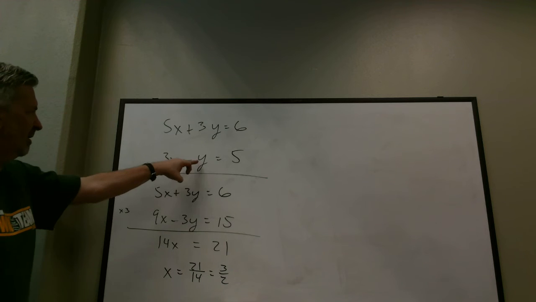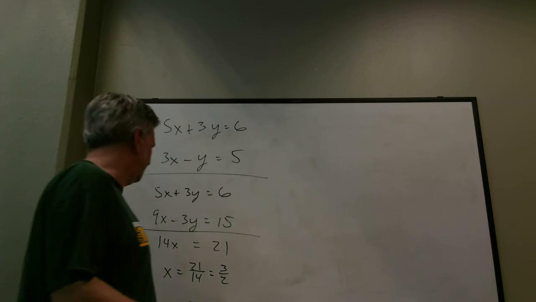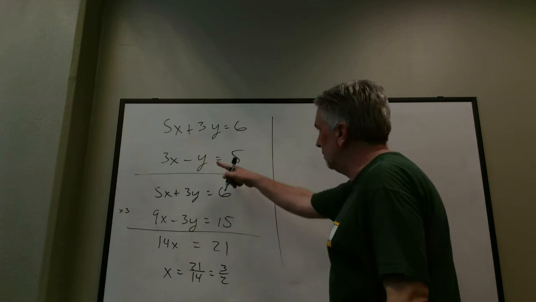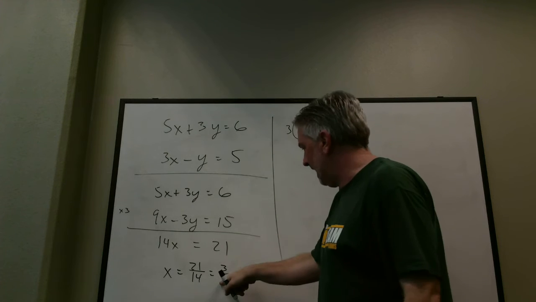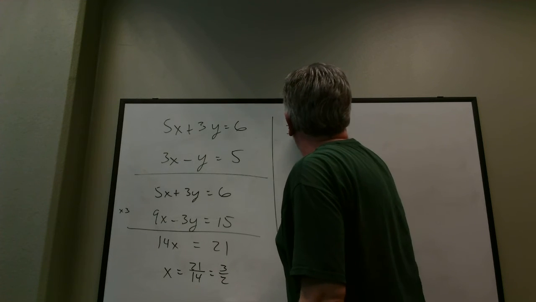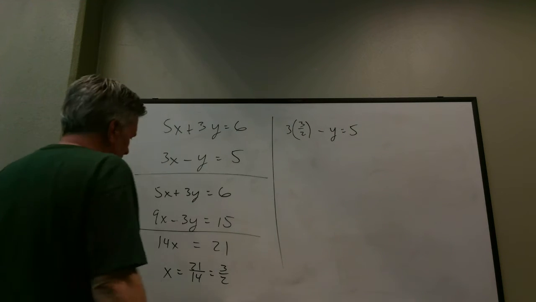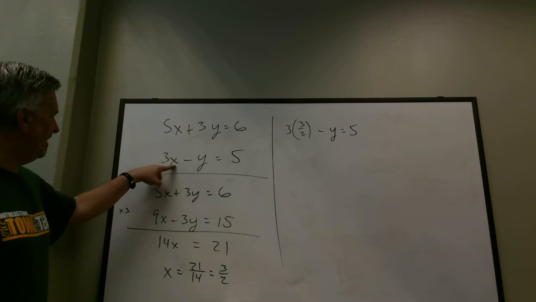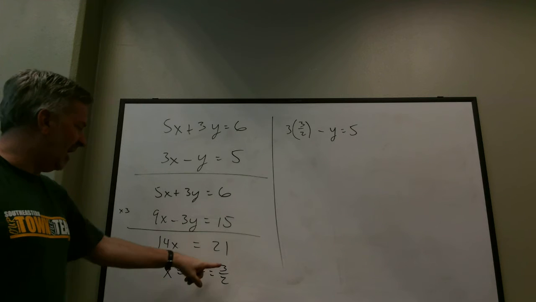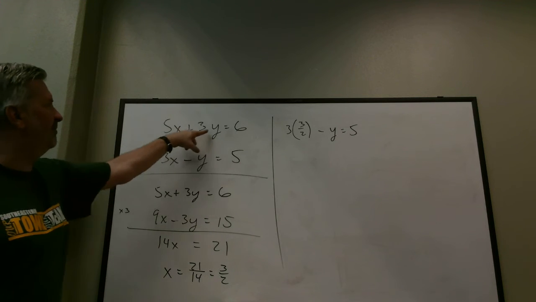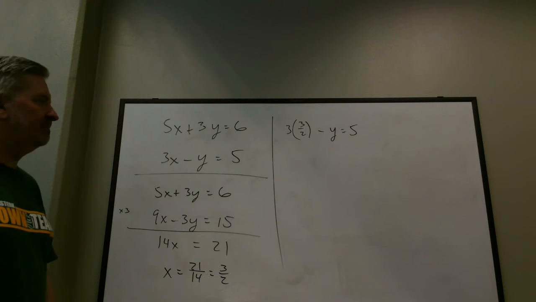I'll just use the second one because y is plain. Okay, so now let me back substitute. So 3 times x, 3 halves, minus y is 5. I'm plugging my 3 halves back into x here, and I have to figure out y. I could have plugged the 3 halves in for x in the other equation and figured out y. I mean, either one is fine.